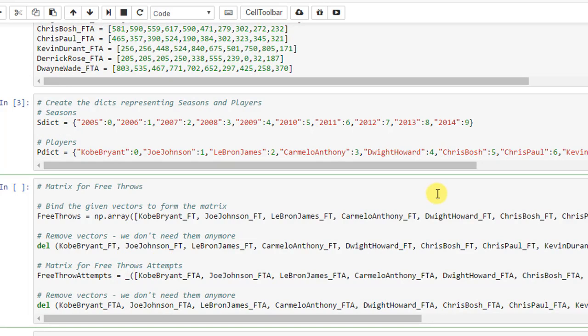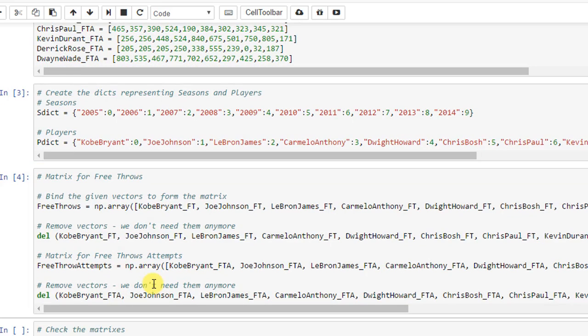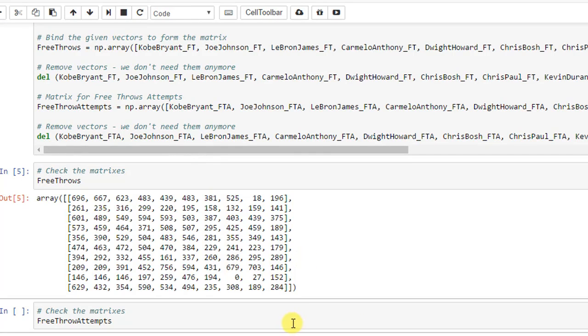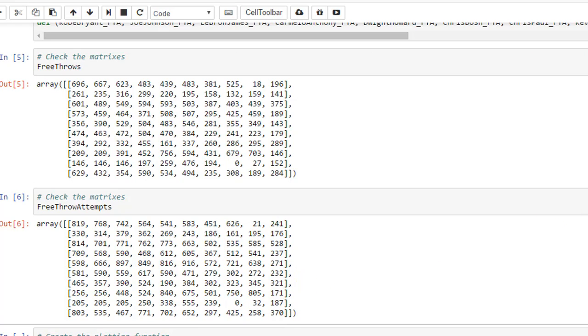Same approach here. We have free throw attempts and np.array, and the same thing with excluding the variables from the kernel. Okay, so let's run that. Okay, and let's have a look at our matrices. Here is the first one, and the attempts. Okay, great.